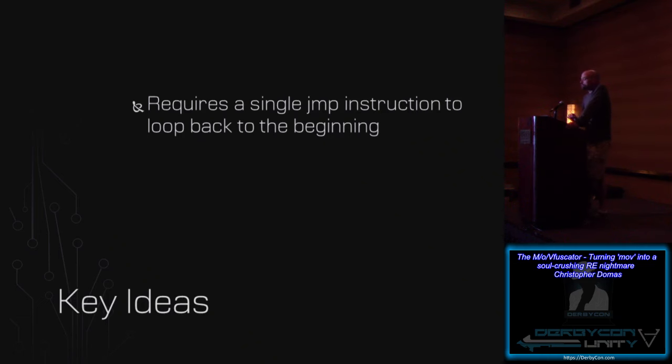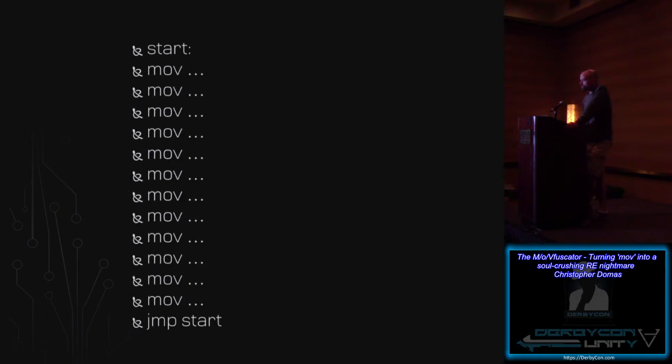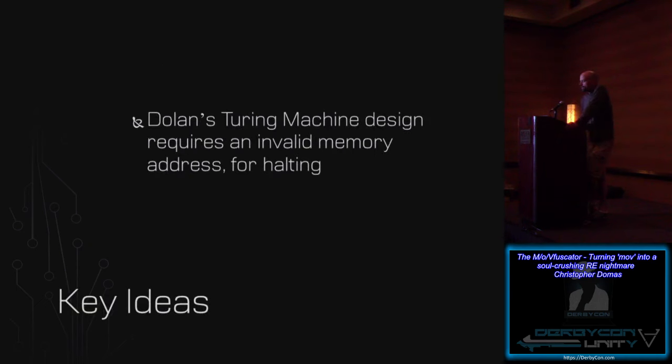Another key idea from Dolan's paper is that his Turing machine required a single jump instruction to loop back to the beginning of the program. That kind of sounds like cheating if you're trying to stick with just move instructions, but that really doesn't violate the Turing completeness of move, and I'll show a little bit later on how we can actually fix that issue. But this is what Dolan's program would look like: a whole bunch of unconditional move instructions followed by a jump back to the beginning of the program. His Turing machine design also required an invalid memory address for halting. We're basically executing all these moves in this infinite loop. We need some way to stop our program.